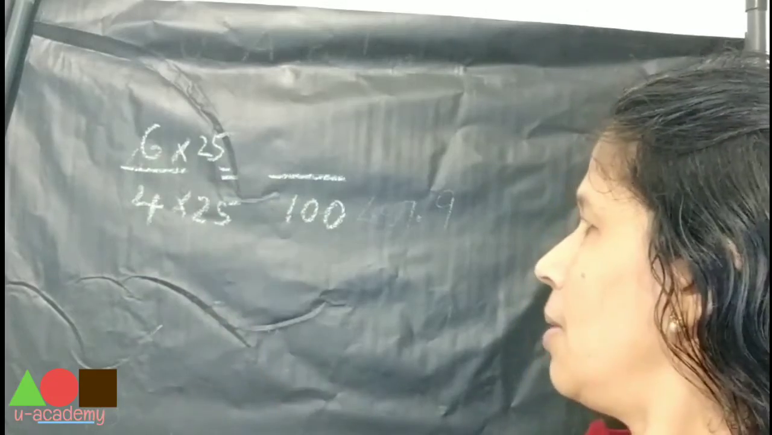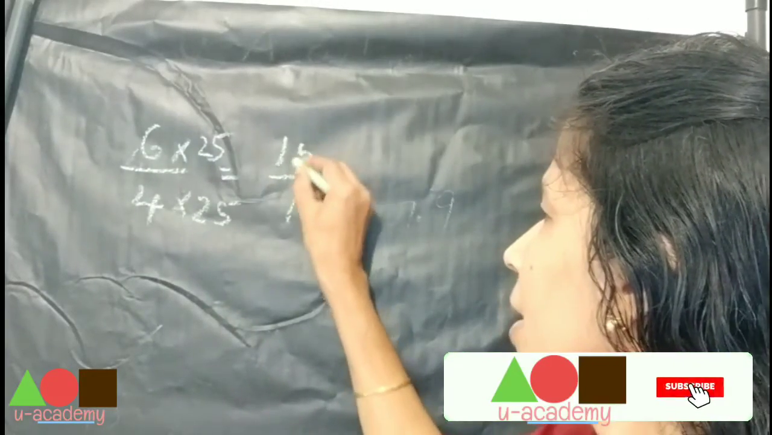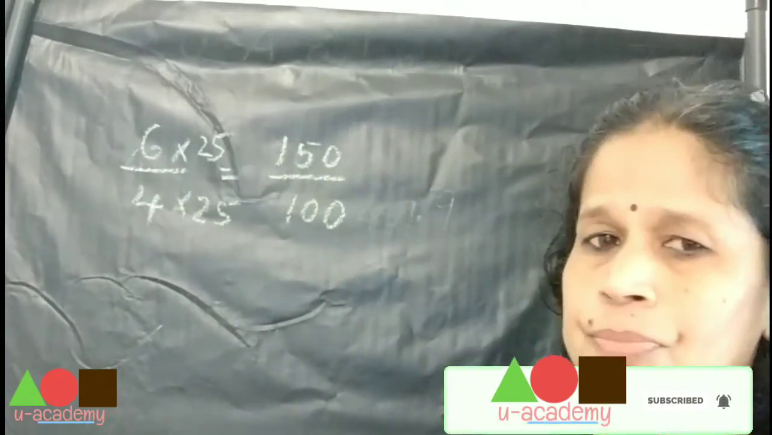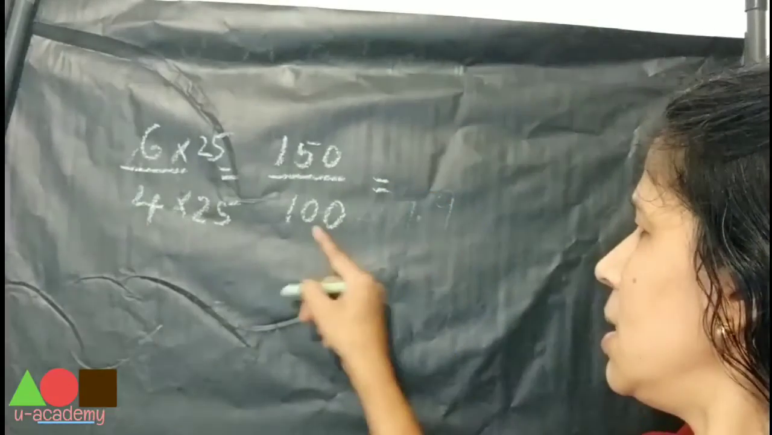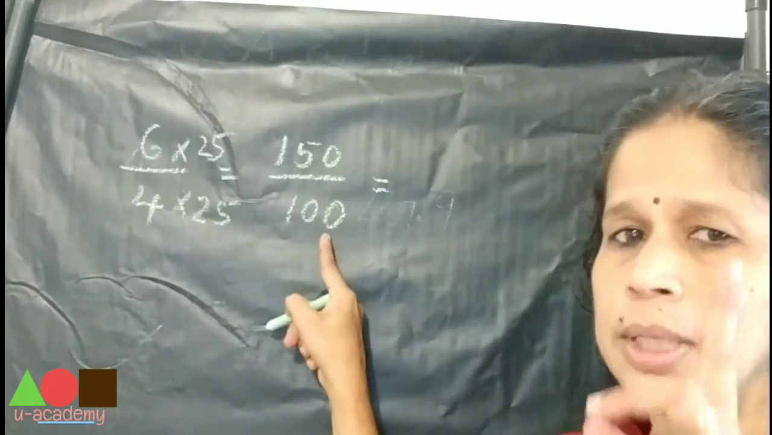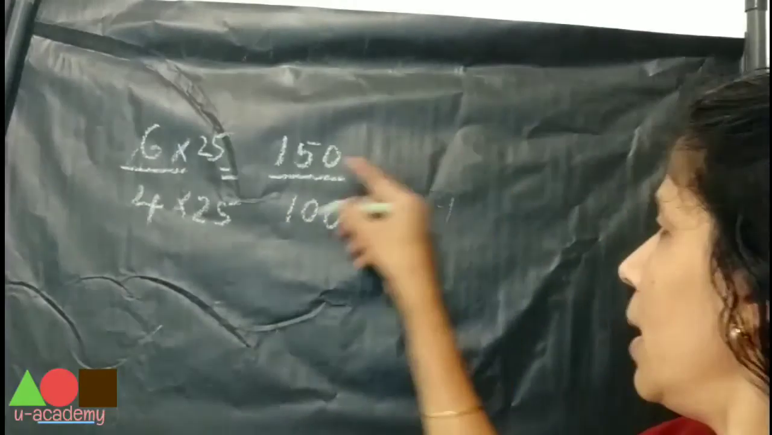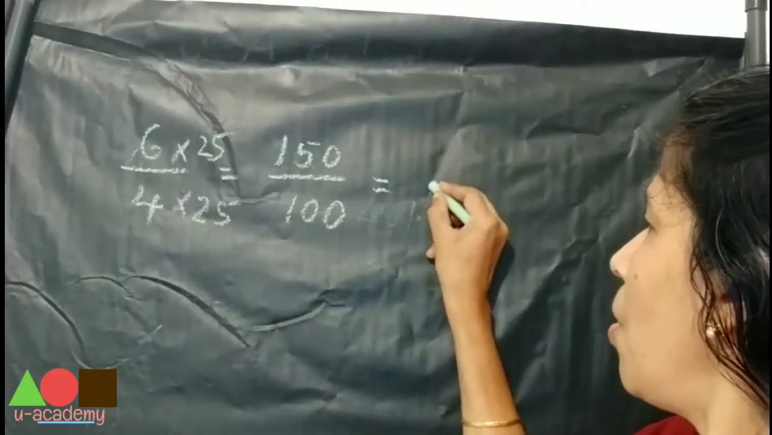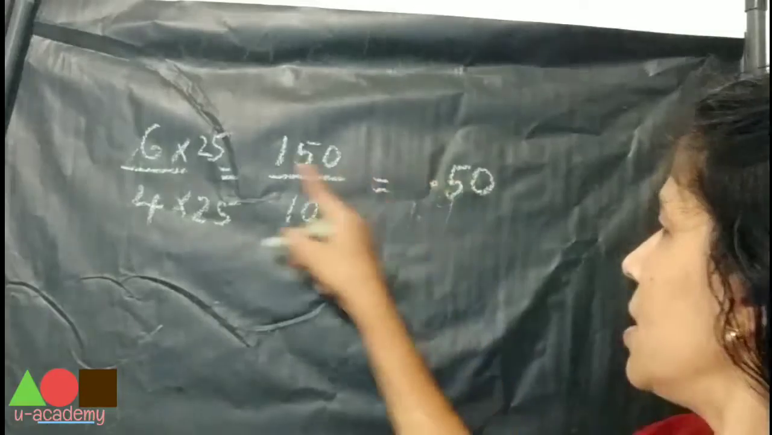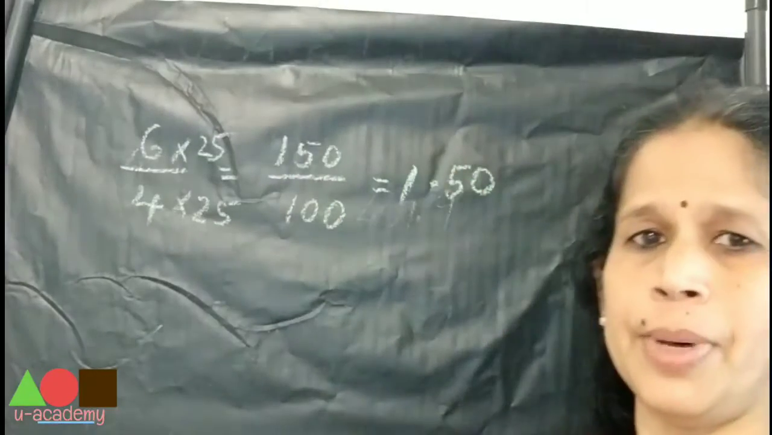6 25s are 150. Now we know how to change. See how many zeros are in the denominator. There are 2 zeros. We want 2 fractional digits. That is 0.50. The remaining one comes as the whole number part.